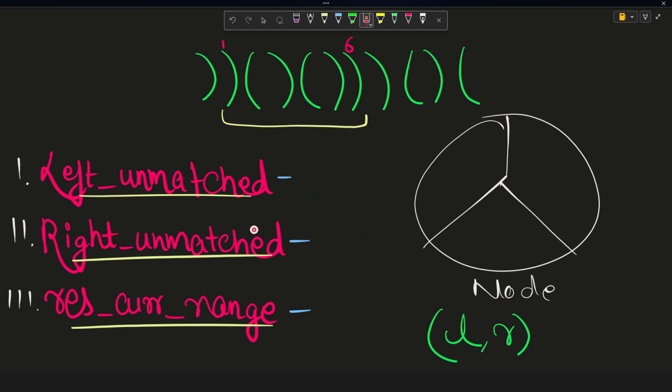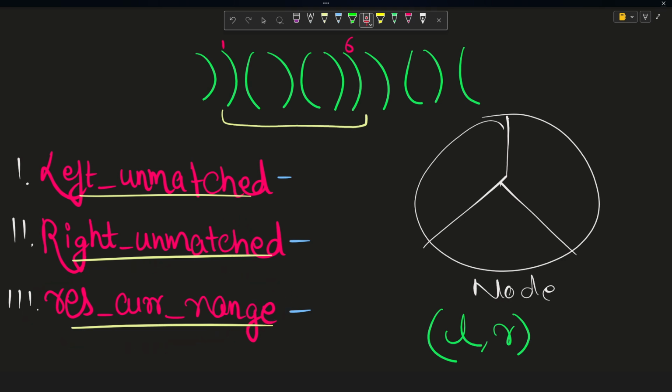And similarly, the right unmatched variable will represent the total number of closing brackets that are still not matched with their corresponding opening bracket. And the result of the current range, as the name suggests, will store the maximum possible length of the matching bracket subsequence for a given range. Since here I have considered 1 to 6, we have to answer for this range, right?